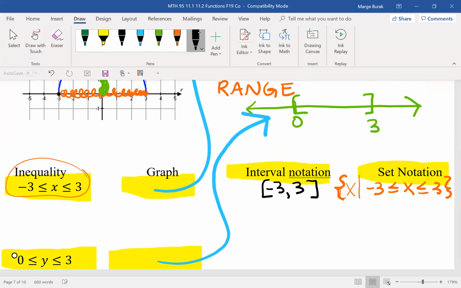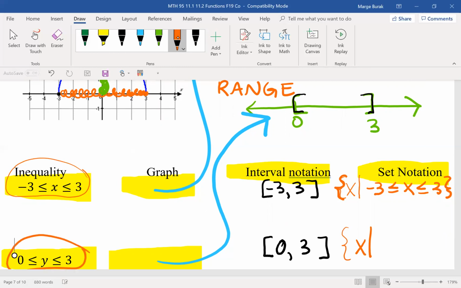And for the interval notation, we take from the graph these two endpoints and put them right here. And we put the left endpoint, comma, and the right one. For set notation, we have a brace, all x such that, and then we're basically writing that inequality. So, sorry, we're going to put y on this just because we can do that in set notation. So for all y such that 0 is less than or equal to y is less than or equal to 3.